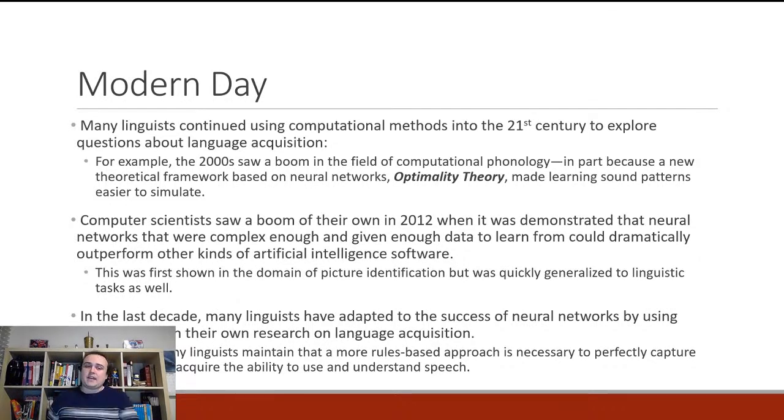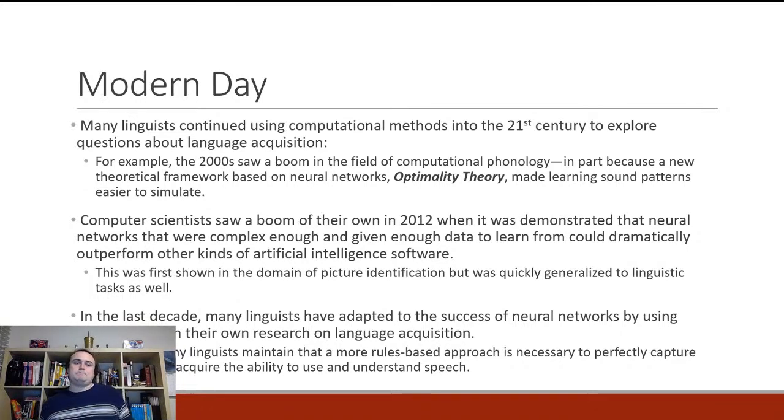Then in the last decade, you see a lot of linguists reacting to that. They're saying, hey, we've seen that neural networks can mimic human behavior in ways we never thought possible, using a technique that doesn't have explicit grammatical rules in it. So a lot of linguists have adapted. They've said, okay, neural networks are successful, let's use these to guide our own research. Maybe that's not exactly what's happening in a human's head, but let's use it to see more about what might be happening.